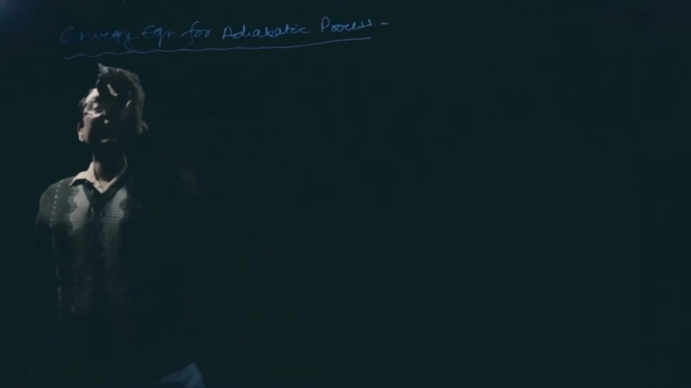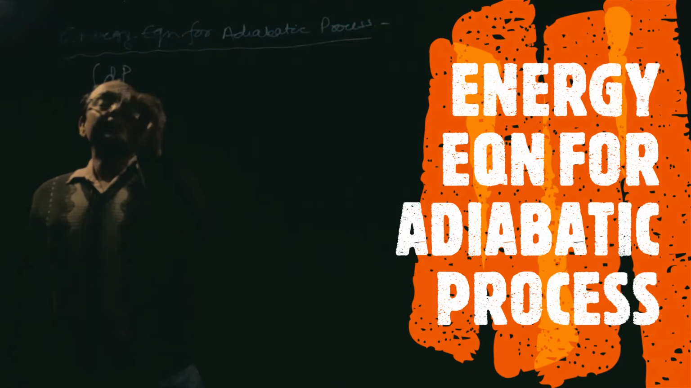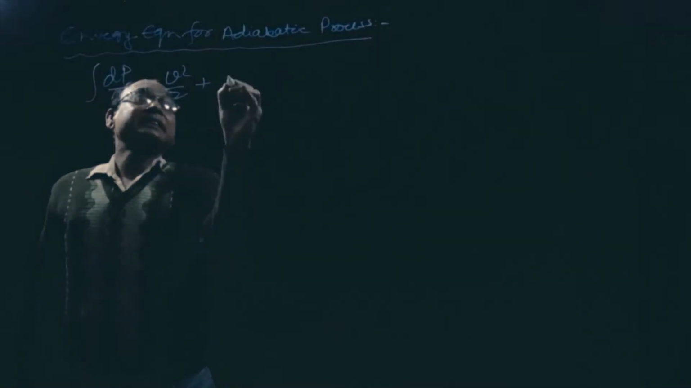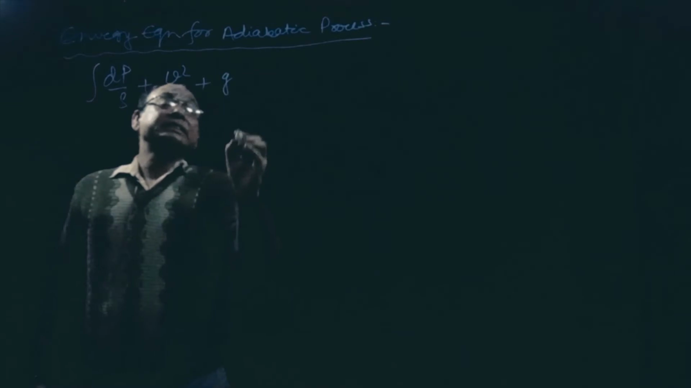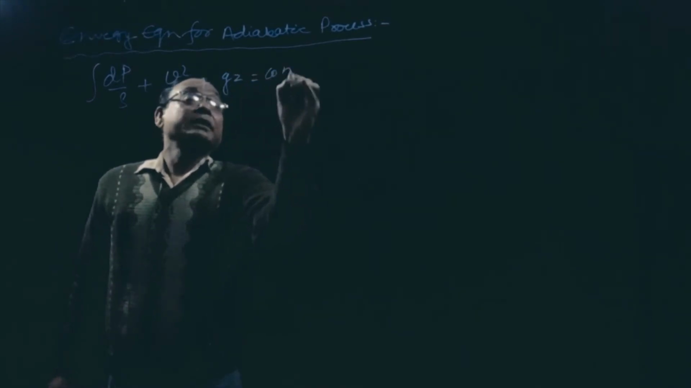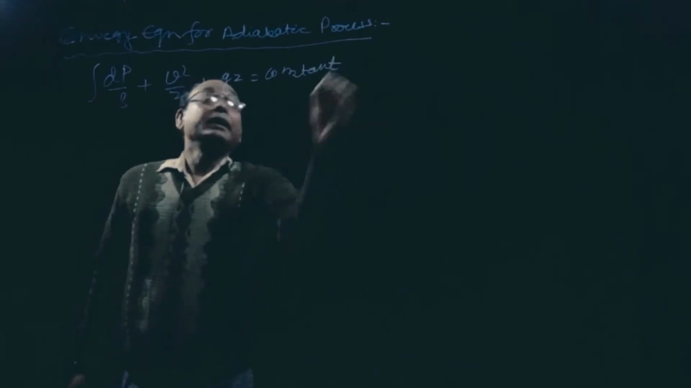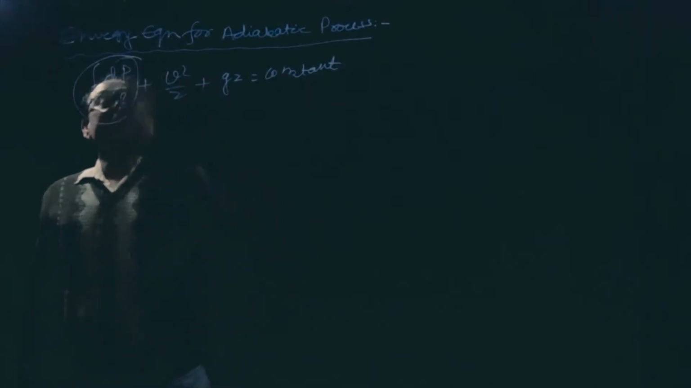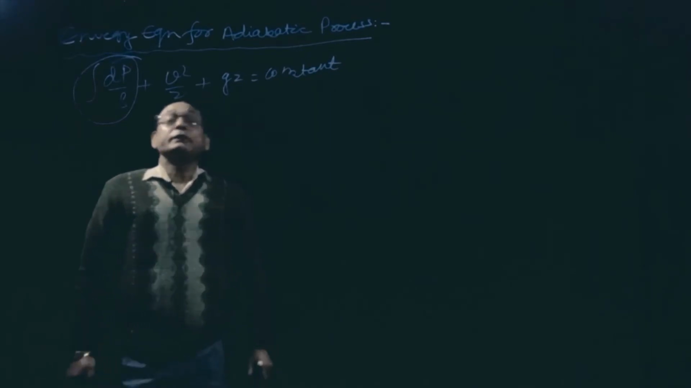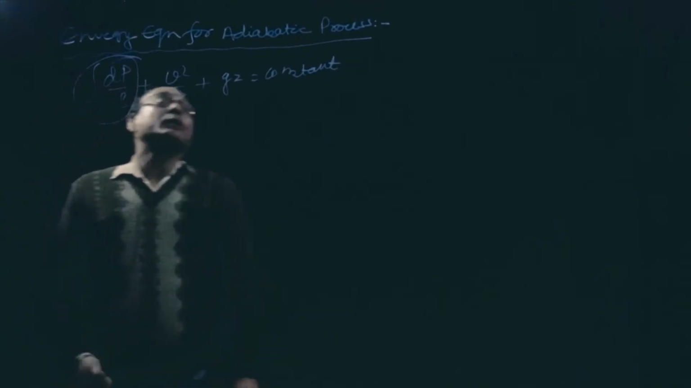So let us write down the Euler equation: dP by rho plus V square by 2 plus G Z is equal to constant. This is the Euler equation. Now what we have to do, as we have already done in the case of the isothermal process, is change this dP by rho for the adiabatic process.